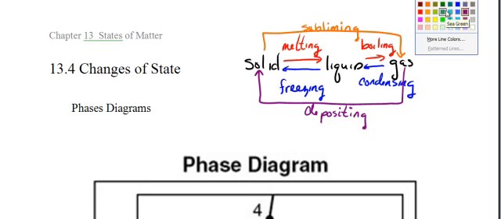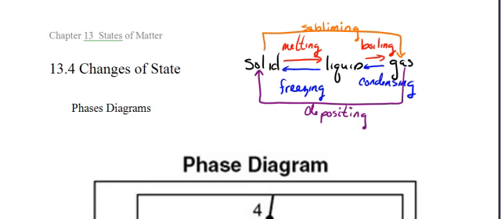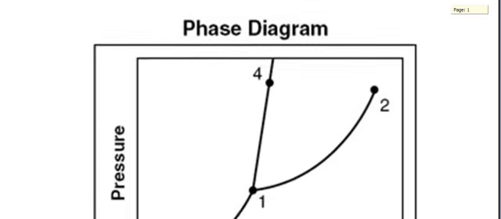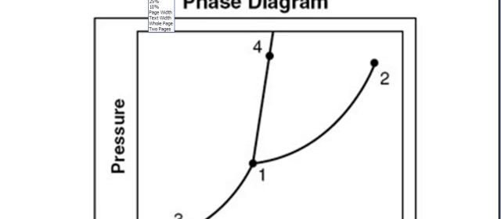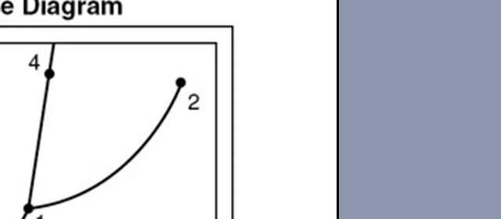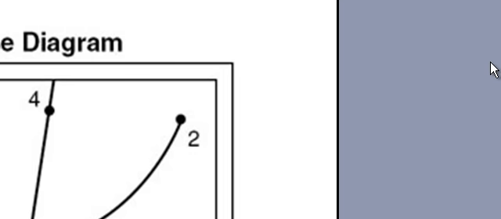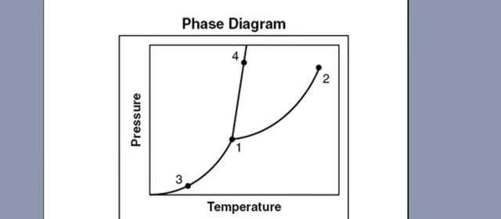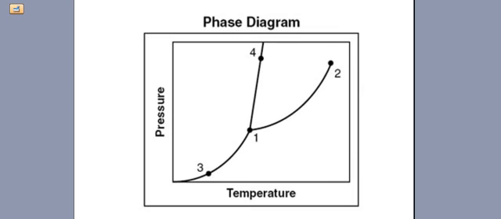All right. So let's look at some phase diagrams. In this particular phase diagram, I think we're going to shrink the screen just a little bit because it's easier to see. There we go. Here's a phase diagram that shows the various states of matter. On this portion of the graph we have the solid phase. In the middle here, we have the liquid phase. And on the far right, we have the gas phase.